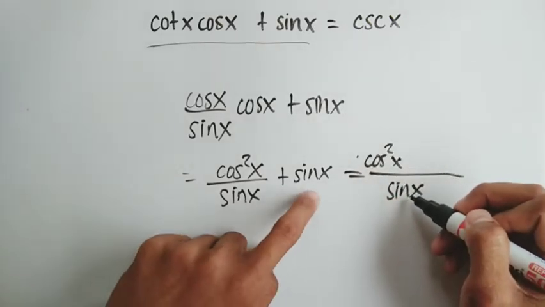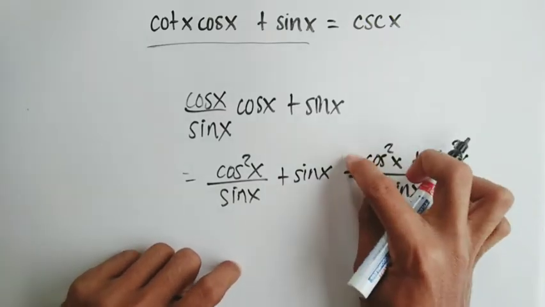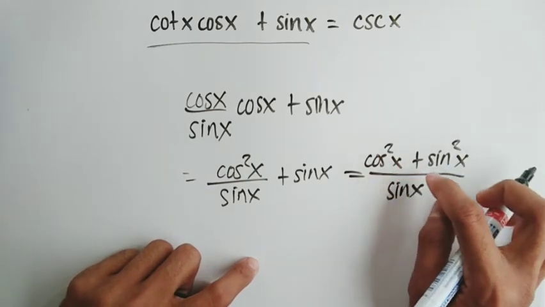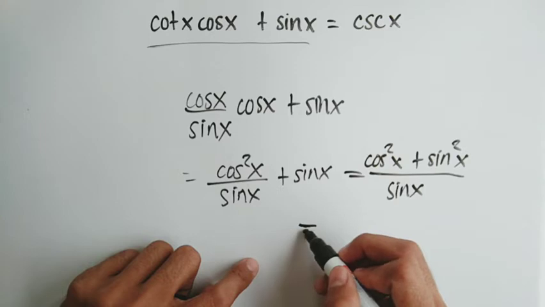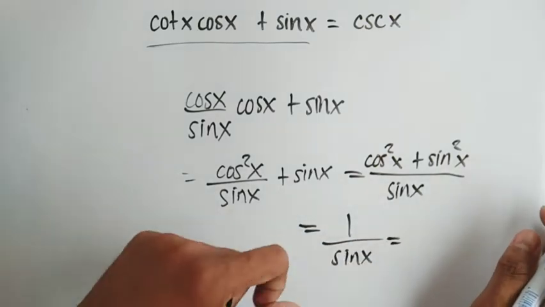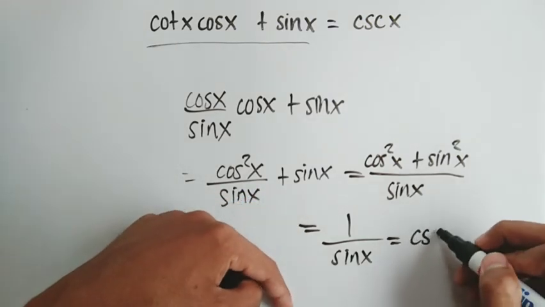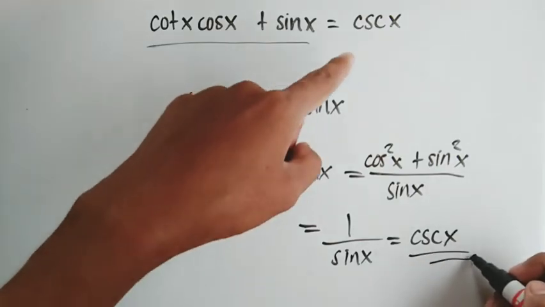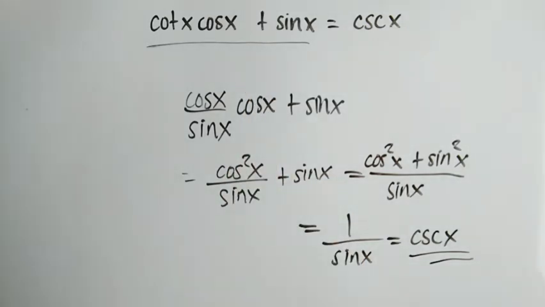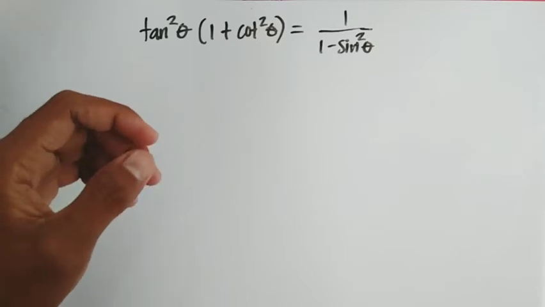So ito, divide natin and multiply, we have sine squared x. Another identity, the most basic identity, Pythagorean identity: cosine squared x plus sine squared x is equal to 1. So copy natin yung sine x. And another identity, reciprocal identity, 1 over sine x is equal to cosecant x. And nag-yield tayo sa parehas na sagot, verified. So ganun lang kadali.